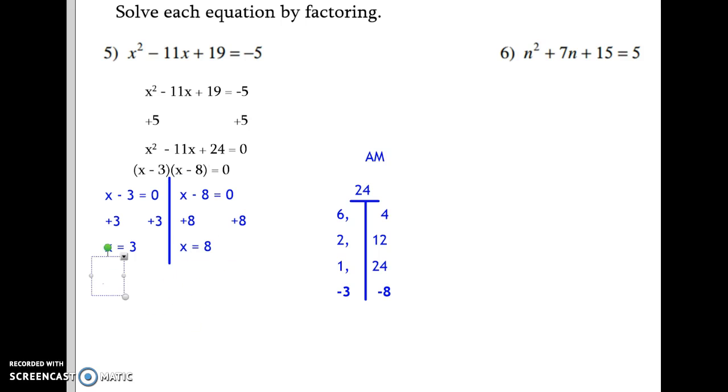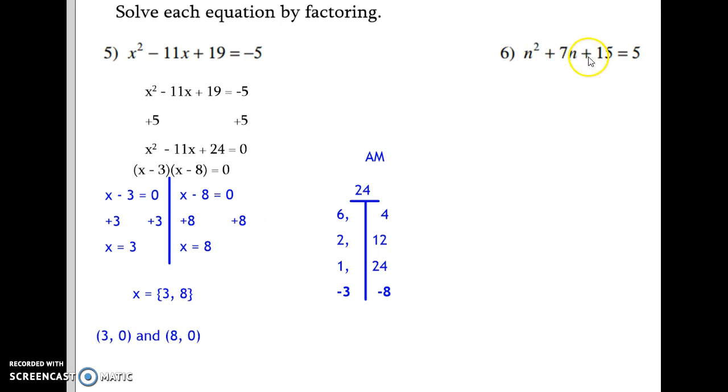And we can express it as a solution set. x is equal to 3 and 8. And we can also express it as 2 points. So 3 comma 0 and 8 comma 0.